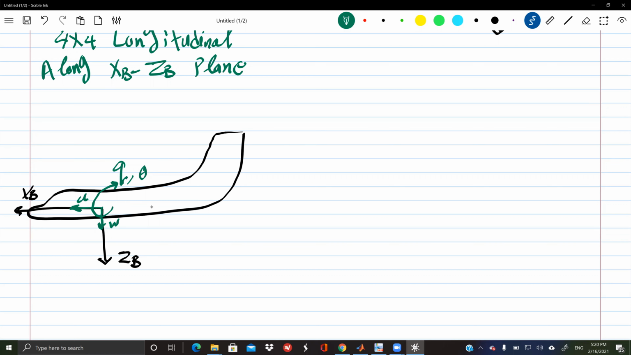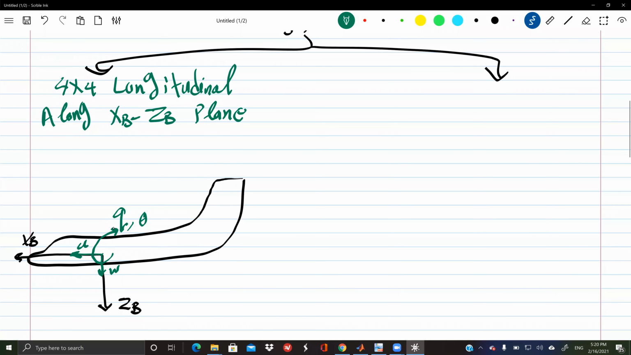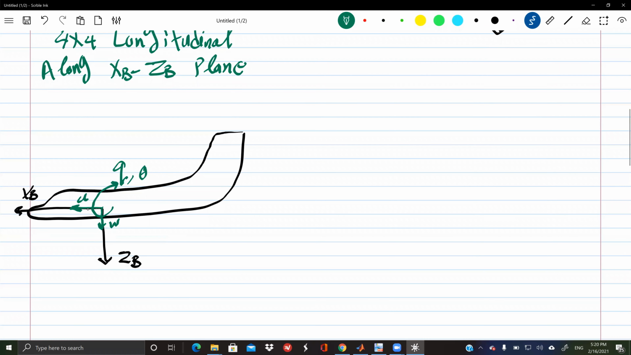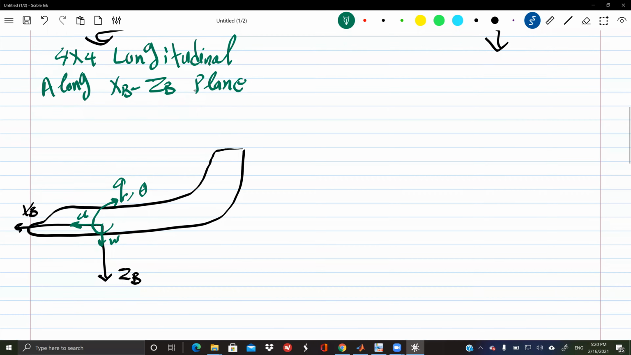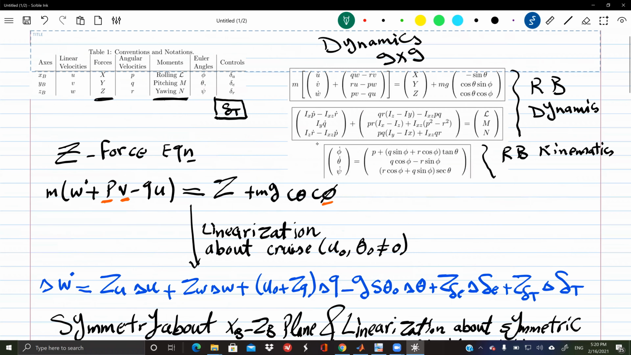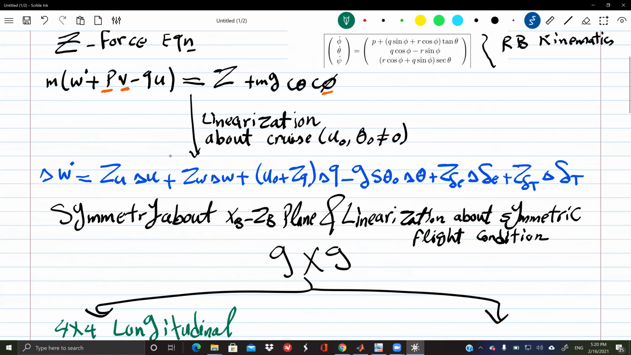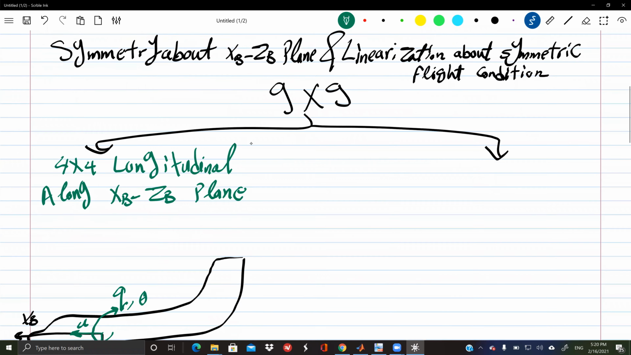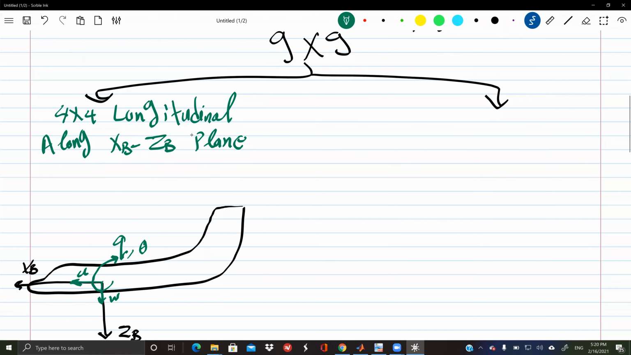So among the 9 variables, 4 of them are here in this plane: u, w, q, and theta. And this is what we call the longitudinal motion. So the equations of motion here are the X force equation, the Z force equation, the pitching moment M equation, and the last equation is q equals theta dot. These are the 4 equations in the 4 variables among the 9 again. So the equations and the motion are decoupled, they became separate.